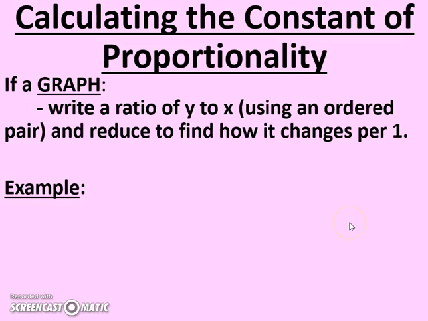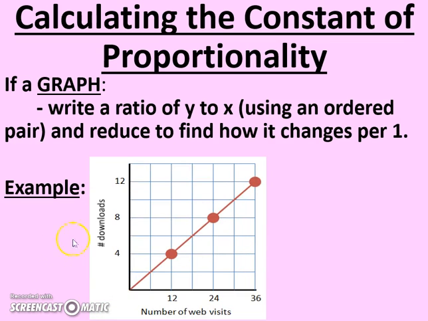Okay, let's look at a graph. So if we're given a graph and we want to know the constant of proportionality, write a ratio of y to x using an ordered pair and then reduce to find out how it changes per 1. So let's look at an example. Here is the graph that we said was a proportional relationship because it has a straight line, which means it has a unit rate. That unit rate is what we're looking for, and it starts at 0, 0.